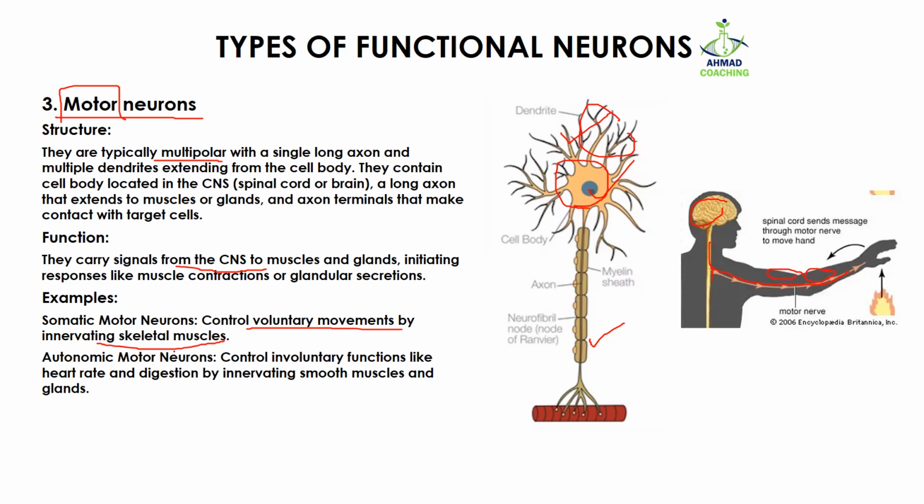The other type of motor neuron is autonomic motor neurons. Autonomic, like the name indicates, means automatic. They control the involuntary movements, the movements which are not controlled by you, or unconscious movements. For example, heart rate and digestion, all these movements are controlled by autonomic motor neurons. So that was all about different types of functional neurons.